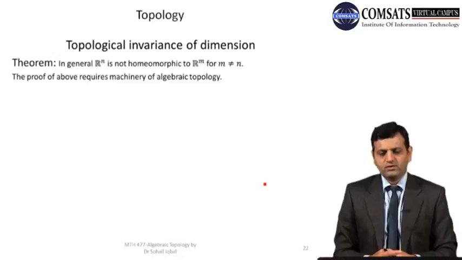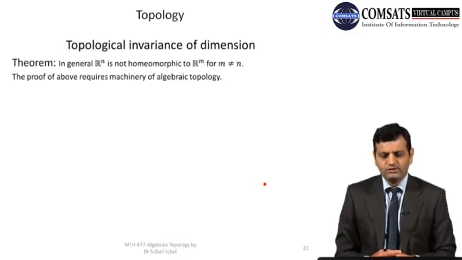So in general, Rn is not homeomorphic to Rm. This result is not very easy to prove, but we can also use algebraic topology to prove it. We will see that later in this course. Using homology and other machinery, we can prove that this is the case.